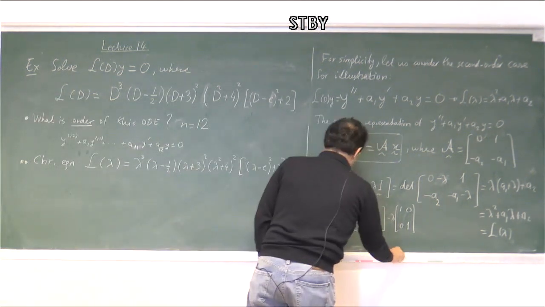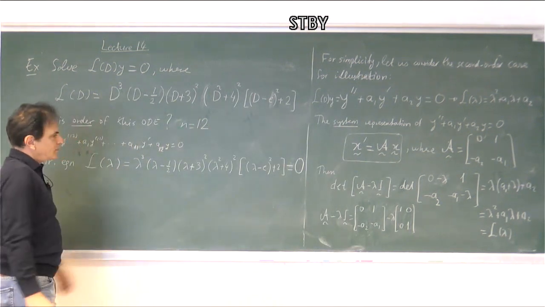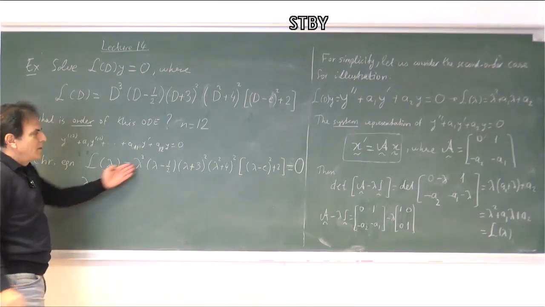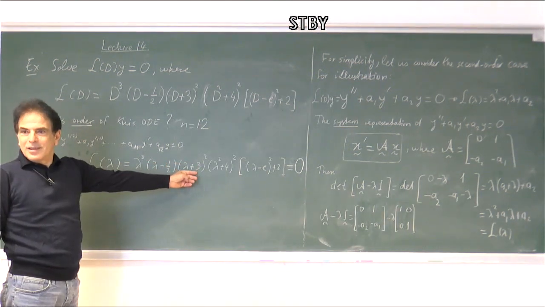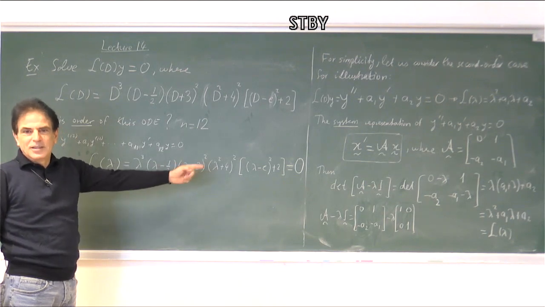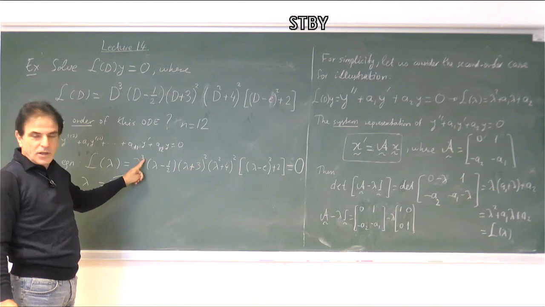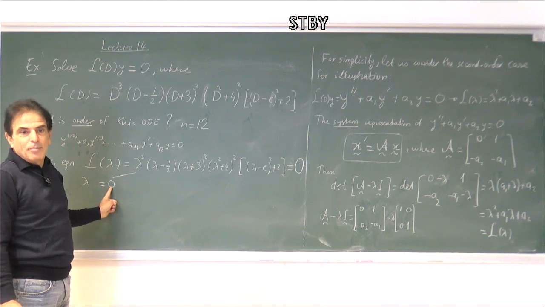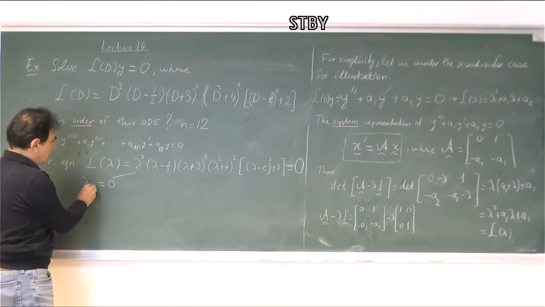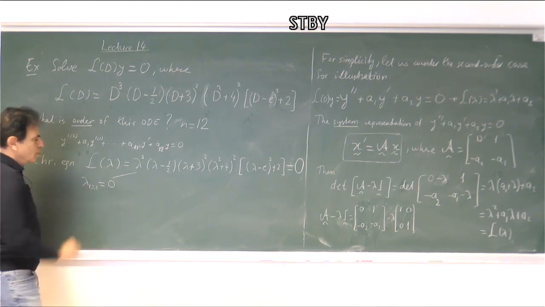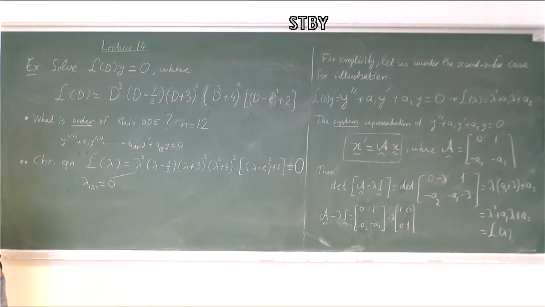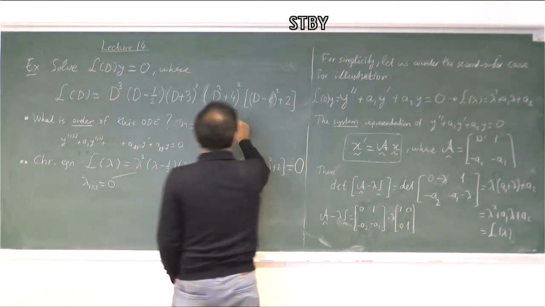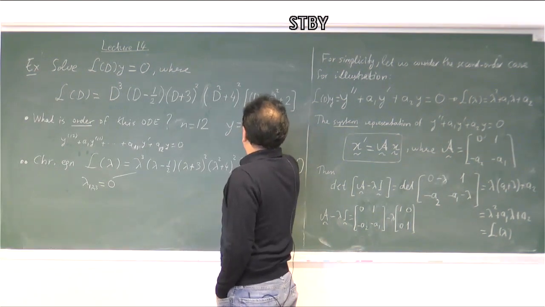Good? So, as you see, if lambda is 0, the characteristic equation is satisfied. So lambda equals 0 is a root, but we have lambda cubed, which means that this root repeats 3 times. So it represents 1, 2, 3 roots. Good? Therefore, what is the solution for lambda? Do not forget, we propose a solution of this type.